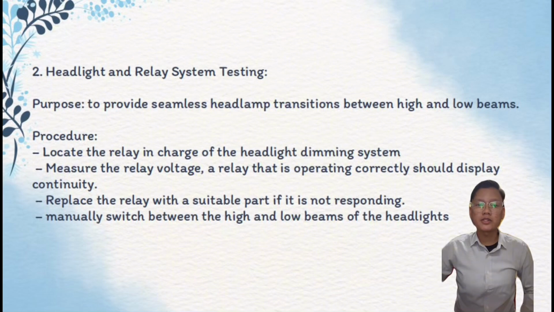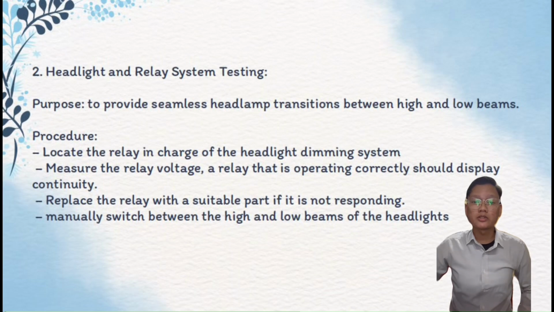Next, measure the relay voltage using a multimeter. When triggered, a relay that is operating correctly should display continuity. Next, replace the relay with a suitable part if it is not responding. Last one, to verify operation, manually switch between the high and low beams of the headlight.